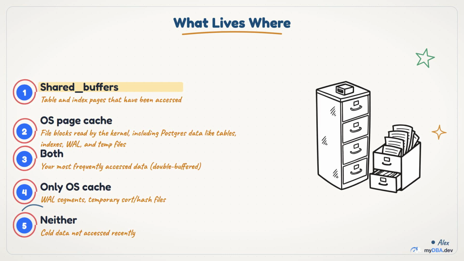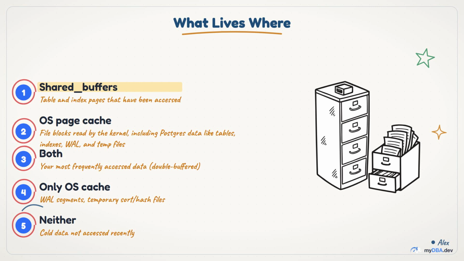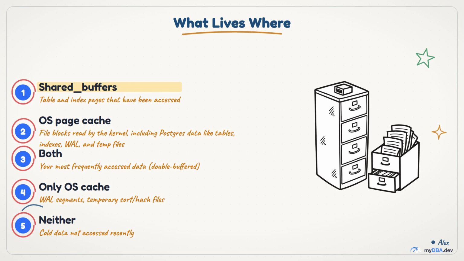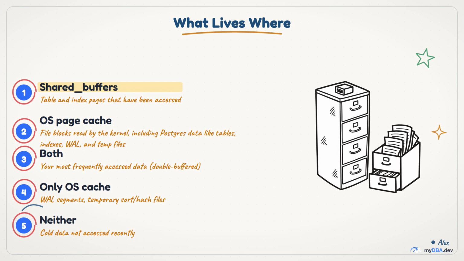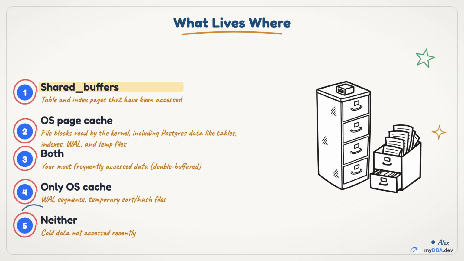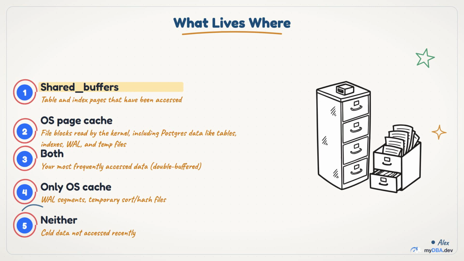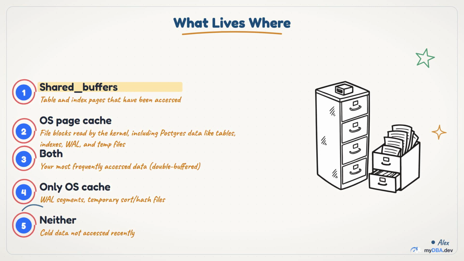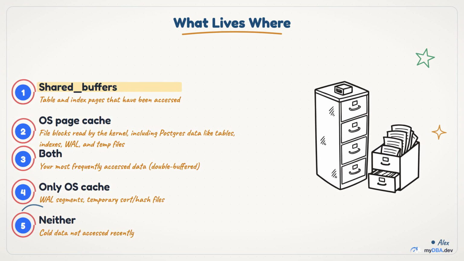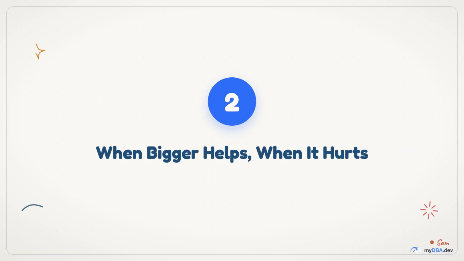Right. It's file-level caching, not database-aware. It has no clue what's a table versus a WAL segment. It just caches whatever file blocks the kernel reads. That's why you need to leave RAM for it. If you give Postgres 75% of your RAM for shared buffers, the OS cache gets starved, and suddenly your WAL writes and sequential scans get slow. Okay, so when does it actually make sense to go bigger than 25%?